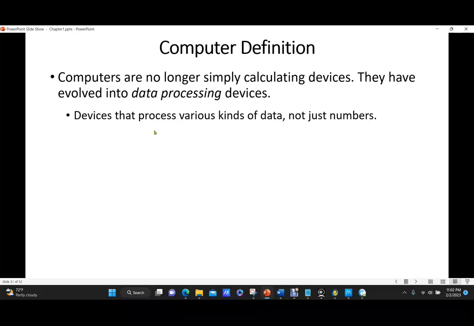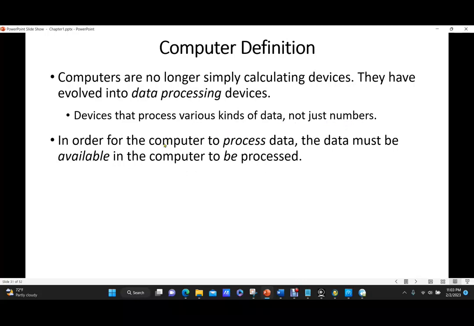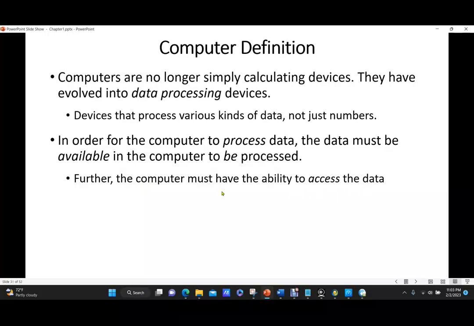Computers are no longer just calculating devices. They've evolved. They're now data processing devices, general purpose data processing devices. They deal with lots of different kinds of data, not just numbers anymore. Now, in order for a computer to process data, that data has to be available for the computer to process it. And, of course, the computer has to have the ability to access that data and do something with it.